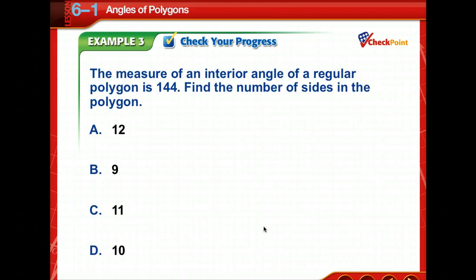So time to check your progress. Pause for a moment, then come back and check your answer. Okay, did you get 10?